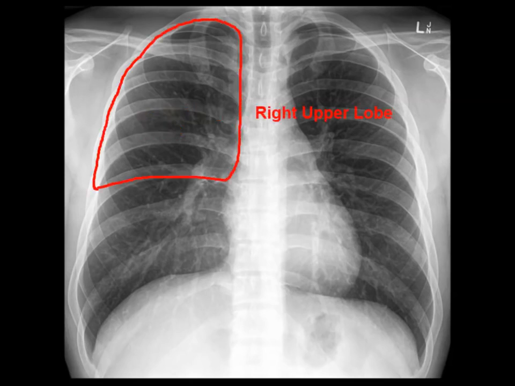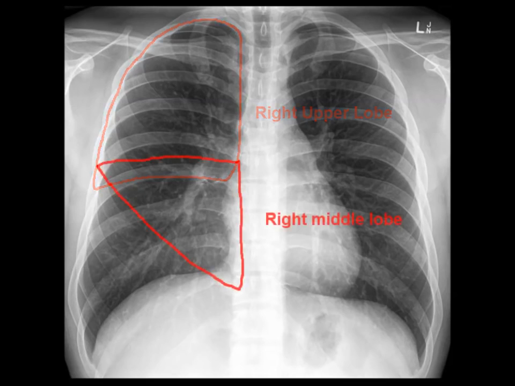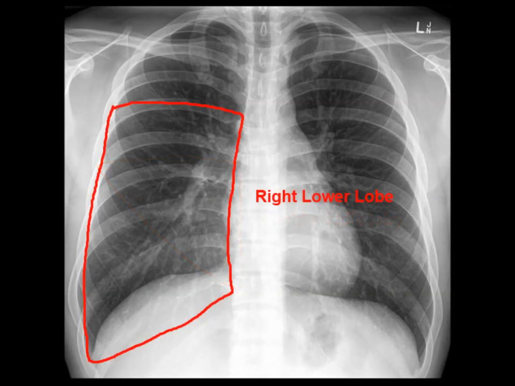Now on to the lung fields, and we'll start with the lobes. I've outlined roughly where each lobe is located on the film. First the right upper lobe, then the right middle lobe, which touches the right heart border, and the right lower lobe, which touches the right hemidiaphragm.